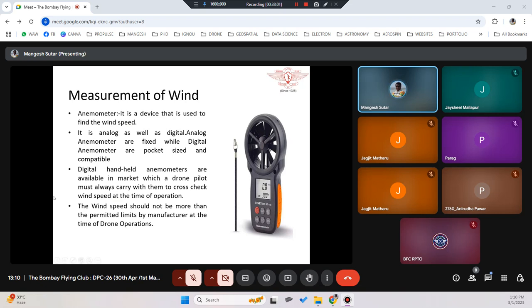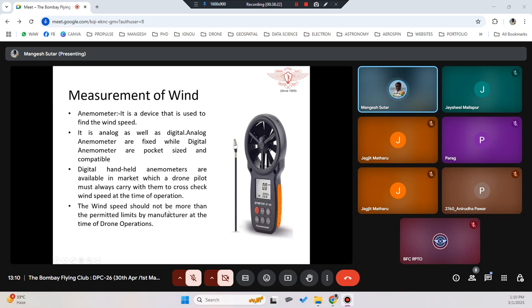Analog anemometers are fixed, while digital anemometers are pocket size and portable. This is available on Amazon for almost 300 to 400 rupees. These are very small handheld devices. You can use it for checking the wind speed, and you can also point it accordingly to know the direction.